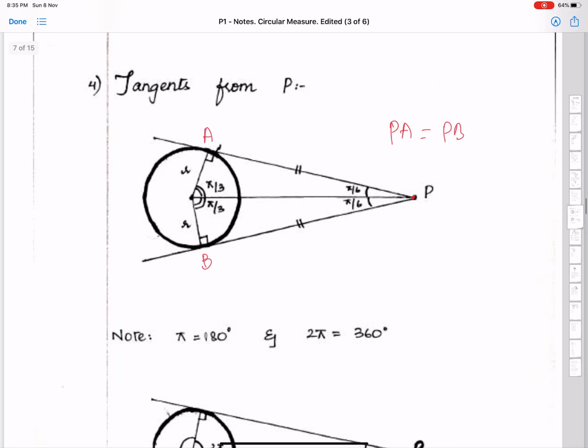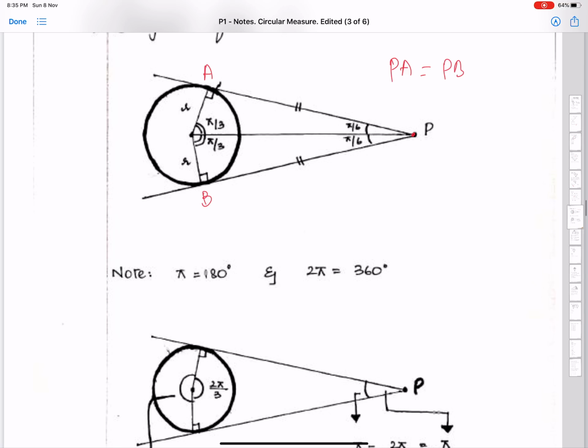So when these two tangents are equal, then you know this is 90 degrees and this is the right radius. So these two triangles are congruent. Congruent means every corresponding thing of both the triangles are equal. So if this angle is pi by 6, then this will be pi by 6. And if this is pi by 3, then this will be pi by 3.